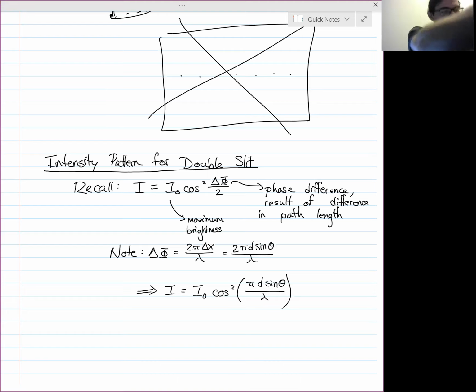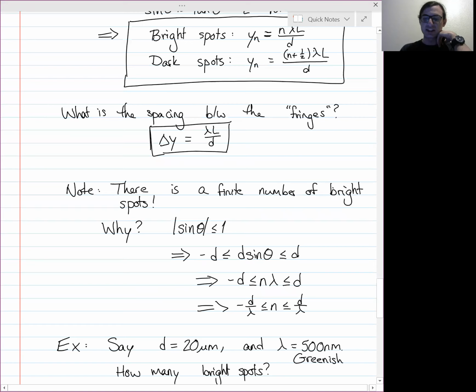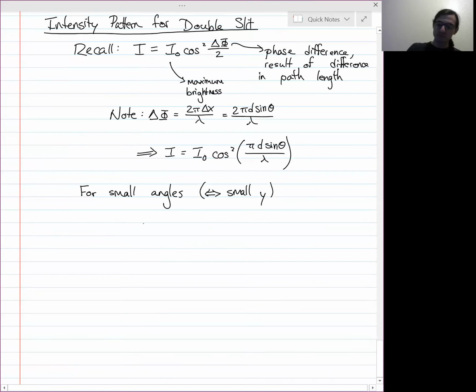And so what we find for small angles, which is equivalent to small values, remember, y is the displacement on the screen. So this is for small values of y. We get the following formula for intensity. I of y is equal to I naught times cosine squared of pi times y times d divided by lambda times L. So it's just cosine of something.